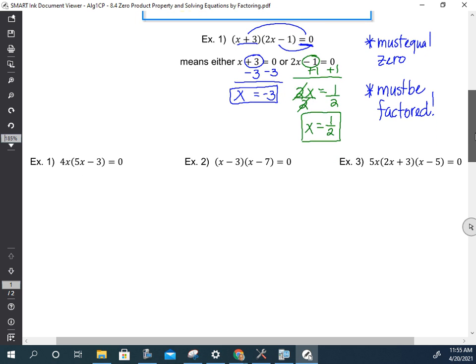But if we're all good, then let's look at examples 1, 2, and 3. Examples 1 and 2, we'll do together. Example 3, you'll try yourself.